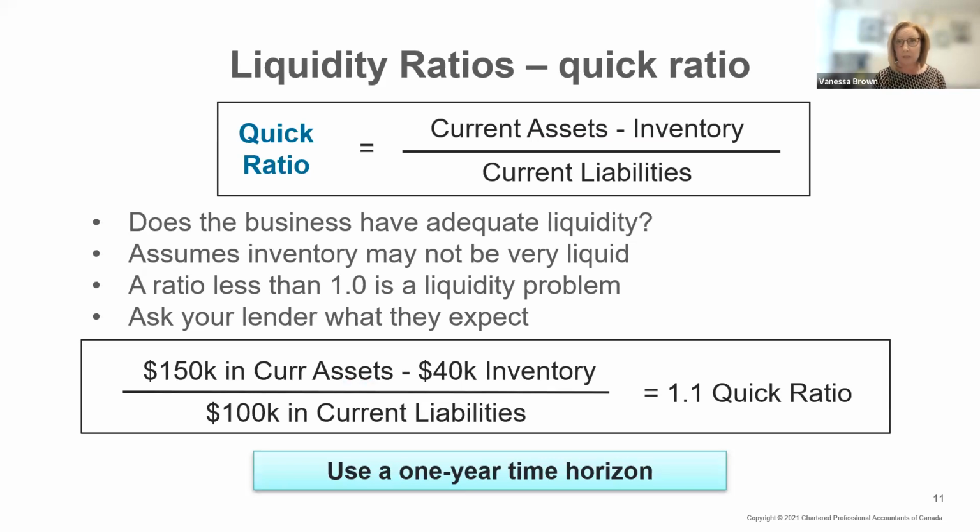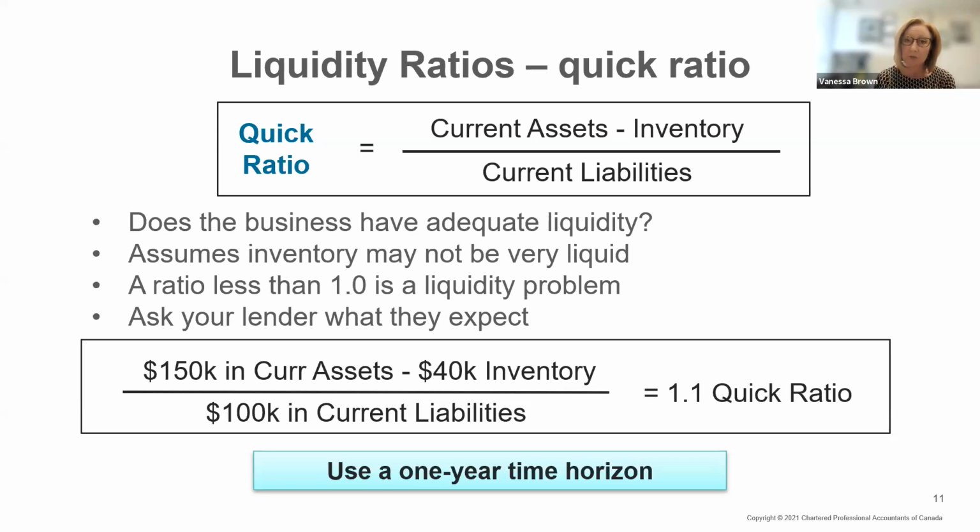So another liquidity ratio is the quick ratio. The difference here is you take current assets minus the inventory. We take inventory out because it's maybe not liquid, and it usually is not as liquid as cash or accounts receivable. And so we remove it. And then again, if that ratio is less than 1, there may be a liquidity problem.